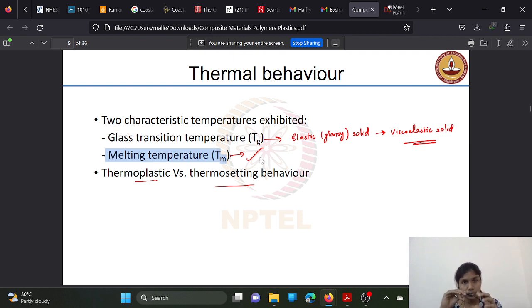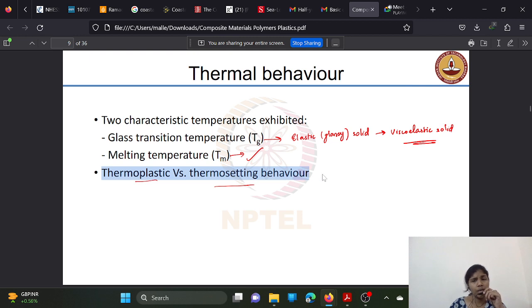So based on these, if you are going to use some plastic for regular use or for any purpose, you have to check the glass transition temperature and the melting temperature. Based on that, you can decide whether you can use it at hot temperatures or not. If the melting temperature is very low, then you can't use it. There are some examples given in the subsequent slides, so I will explain them there.